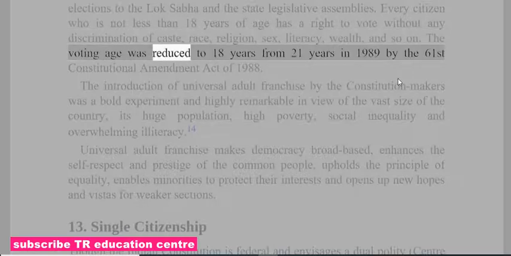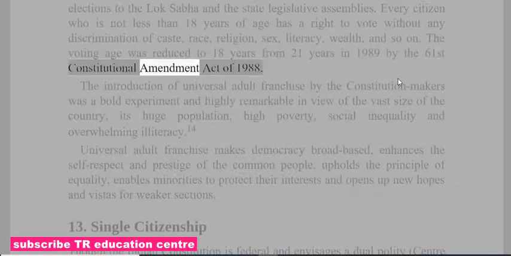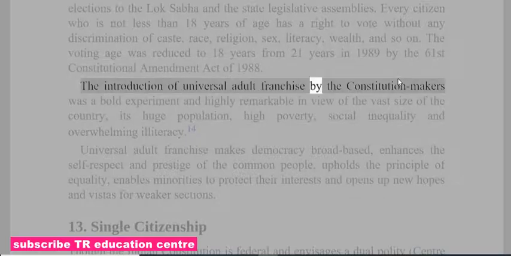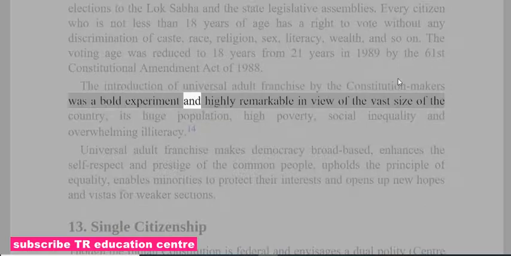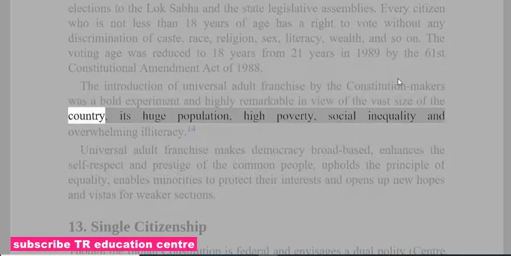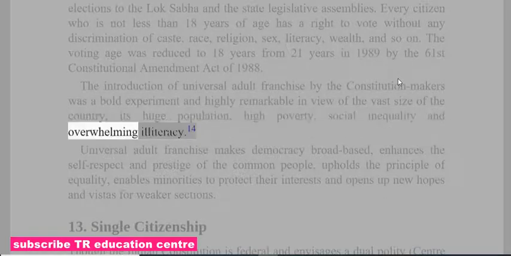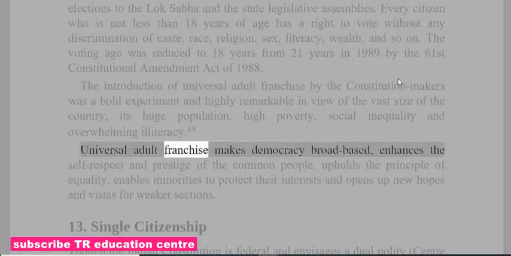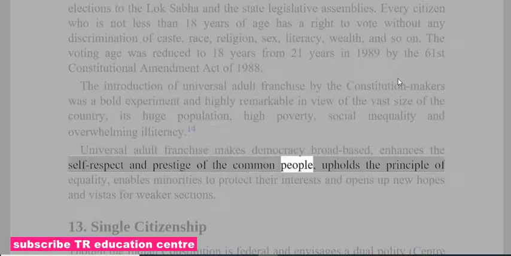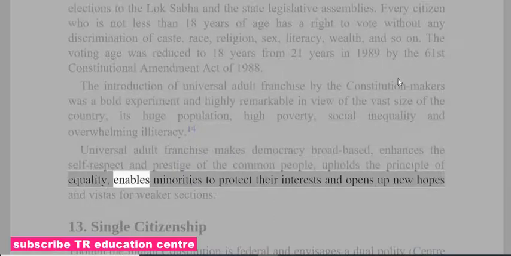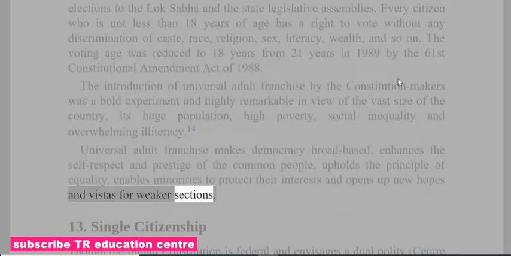The voting age was reduced to 18 years from 21 years in 1989 by the 61st Constitutional Amendment Act of 1988. The introduction of universal adult franchise by the constitution makers was a bold experiment and highly remarkable in view of the vast size of the country, its huge population, high poverty, social inequality and overwhelming illiteracy. Universal adult franchise makes democracy broad-based, enhances the self-respect and prestige of the common people, upholds the principle of equality, enables minorities to protect their interests and opens up new hopes and vistas for weaker sections.